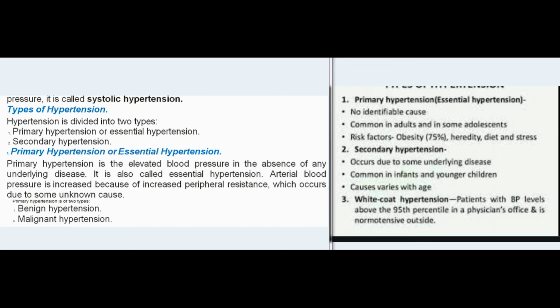Types of hypertension. Hypertension is divided into two types: primary hypertension or essential hypertension, and secondary hypertension. Primary hypertension or essential hypertension. Primary hypertension is the elevated blood pressure in the absence of any underlying disease. It is also called essential hypertension. Arterial blood pressure is increased because of increased peripheral resistance, which occurs due to some unknown cause. Primary hypertension is of two types: benign hypertension and malignant hypertension.